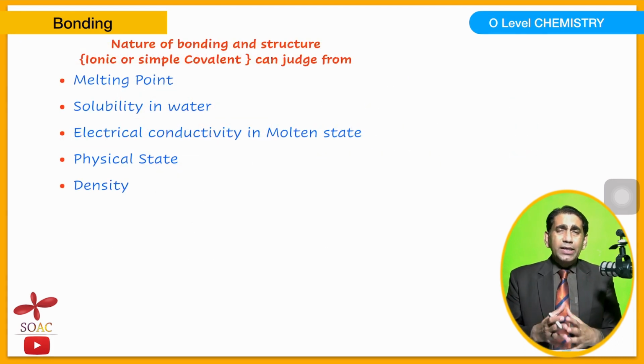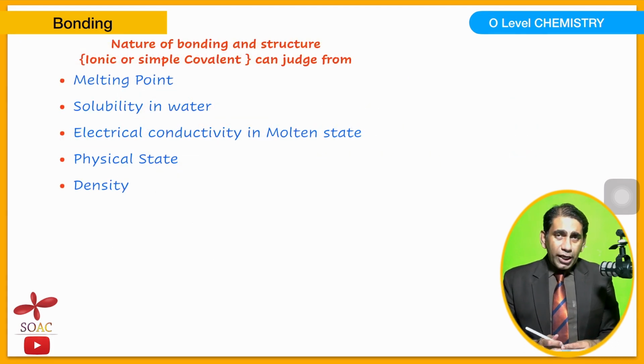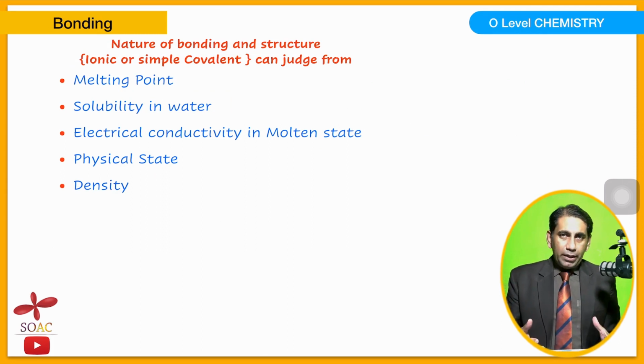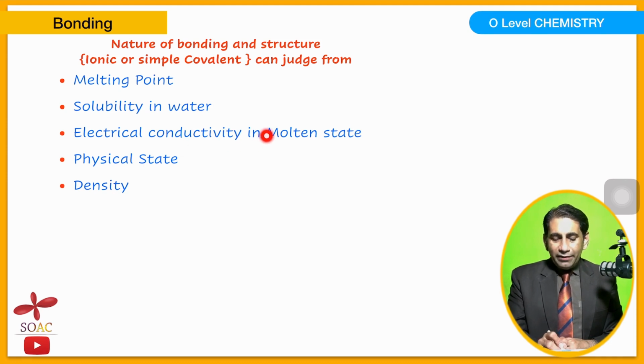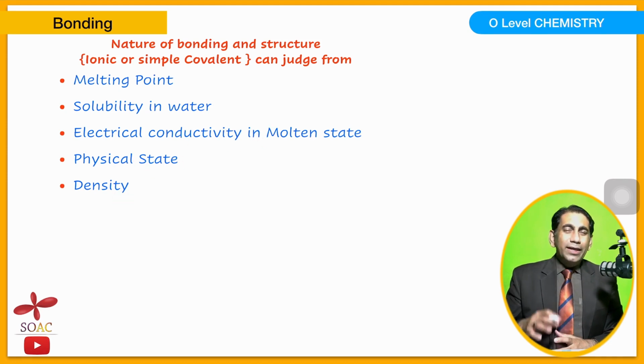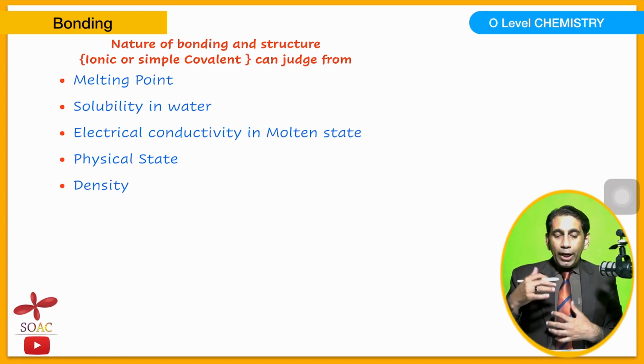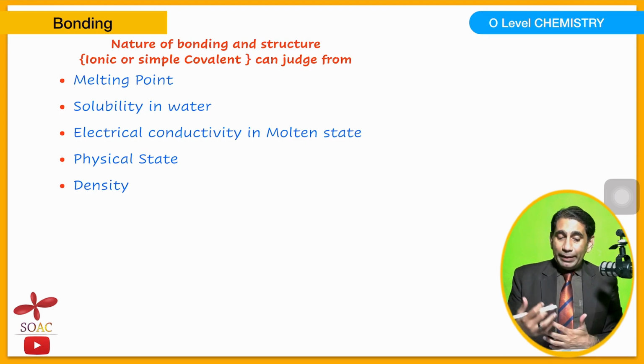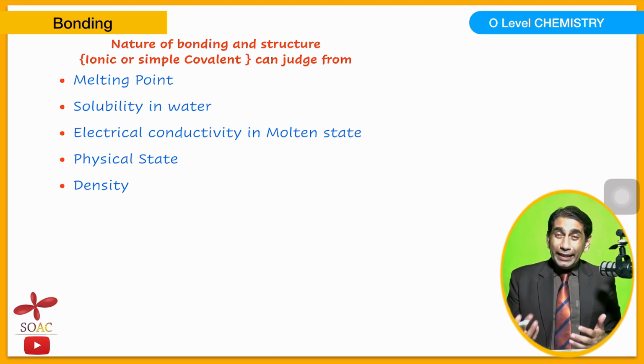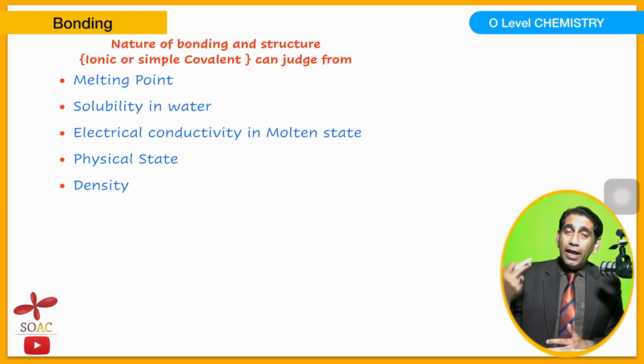The next one: there is basically a scheme to choose the nature of simple covalent molecules or ionic compounds. If you have the data of melting point, solubility, electrical conductivity, physical state and density, these are indications about the nature of the different compounds. By knowing these values, we can predict the nature of bonding. Let's see over here.